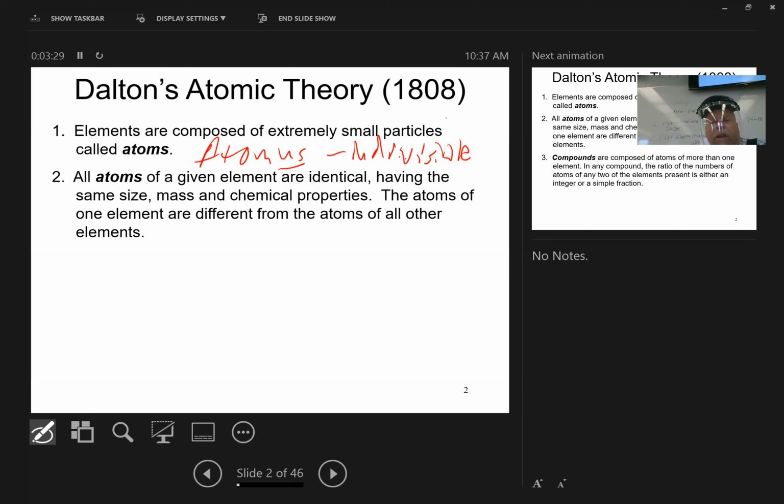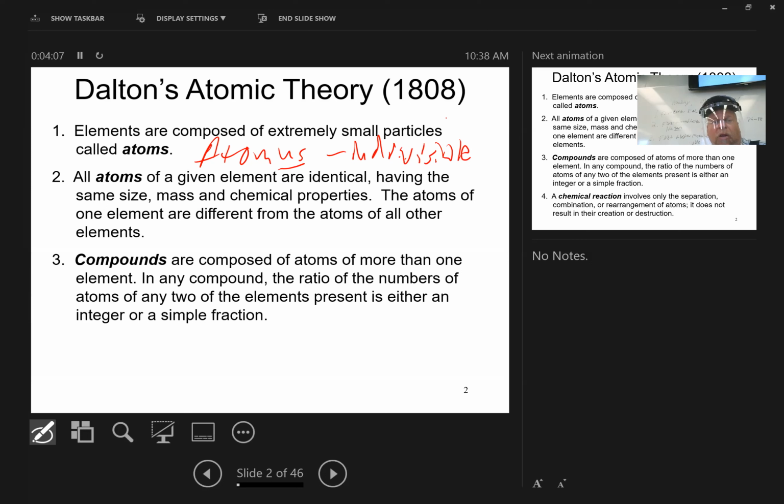His next rule was all atoms of a given element are identical, having the same mass, size, and chemical properties. The atoms of one element are different from the atoms of all other elements. And this is what he determined in 1808, because he could tell very clearly that gold was not silver and silver was not gold. They looked different, they had different properties and other stuff like that. Iron was not gold because it looked different, etc. And so basically he decided that these different metals, and that's what they were obviously looking at, because those are the pure elements that were available, were different. And so it was a natural progression from that.